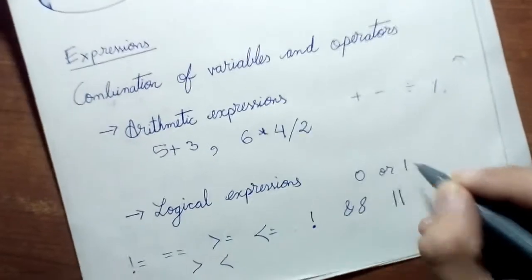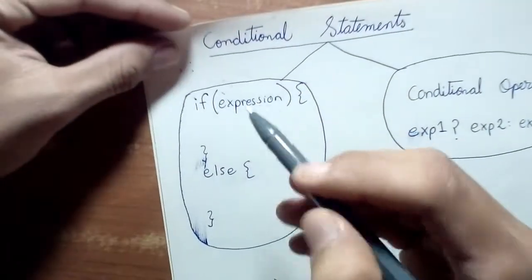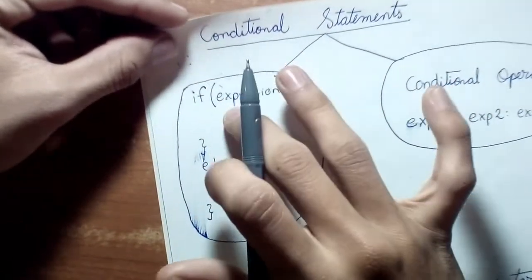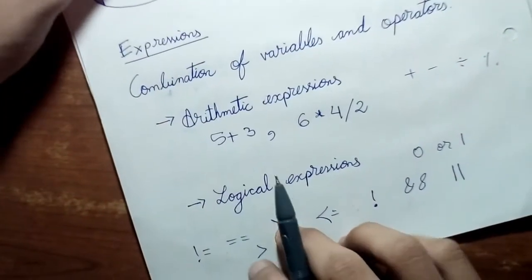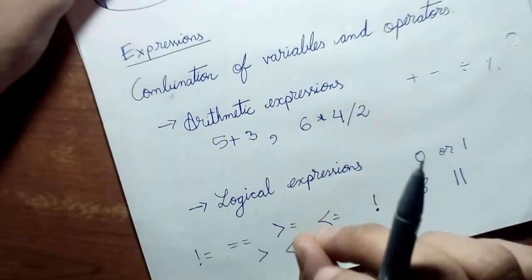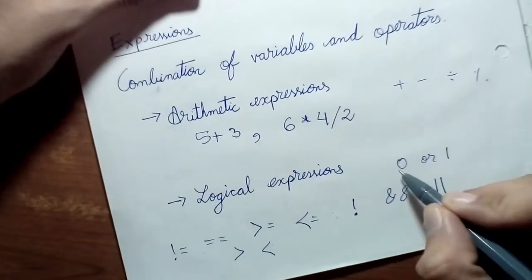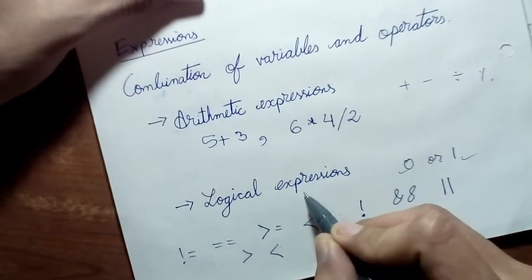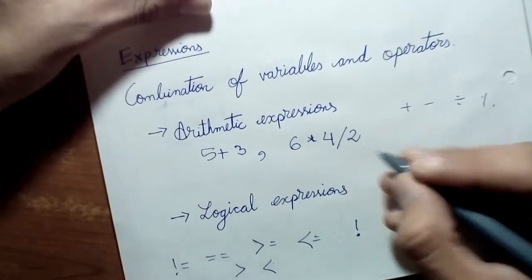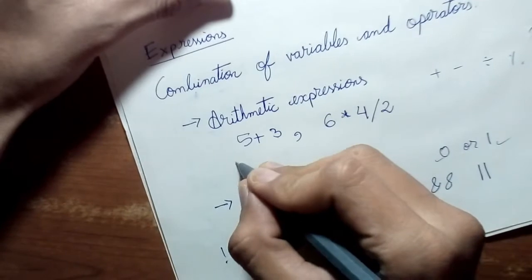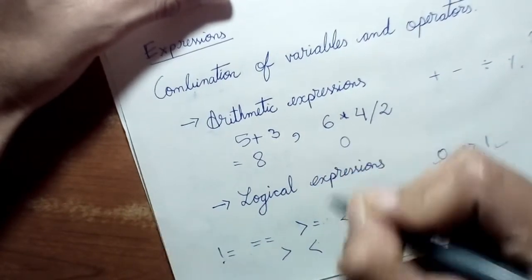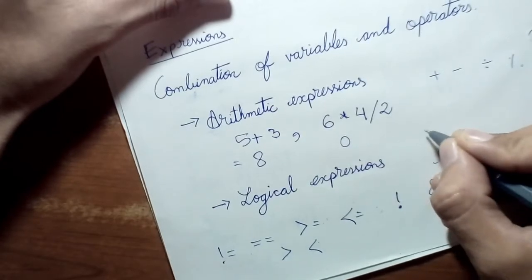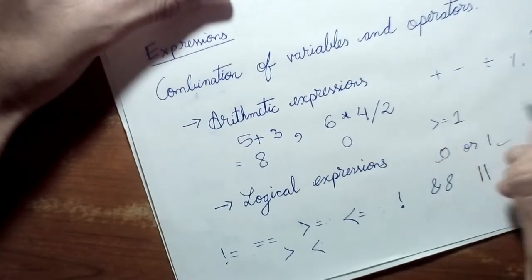When they are converted to 0 or 1, we can decide whether the code inside the if will run or the else part will run. So in the if expression, we actually give the logical expression. Every expression is evaluated to a particular value, and it may be 0 or 1 in the case of logical expressions. But in arithmetic expressions, let's take this 5 plus 3 example. It is 8. Now 8 is true. Any value which is not 0, which is greater than or equal to 1, is considered true.